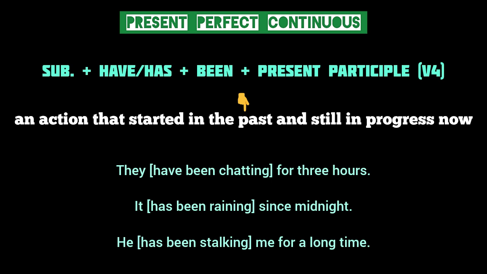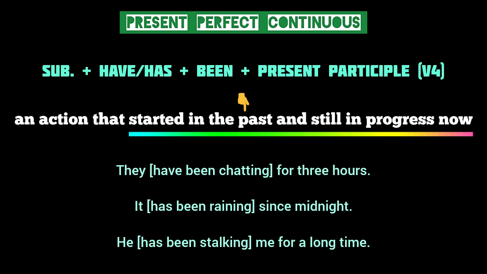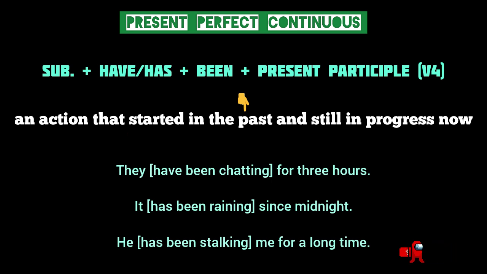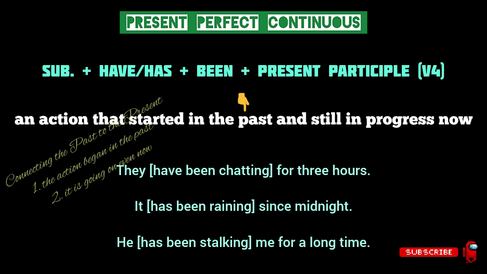You see, the present perfect continuous tense shows that an action started sometime in the past, but it is still in progress at the present moment of time. So from this tense, two things become clear about the action. We come to know when the action began in the past, and also that it's still in progress at the present moment of time.